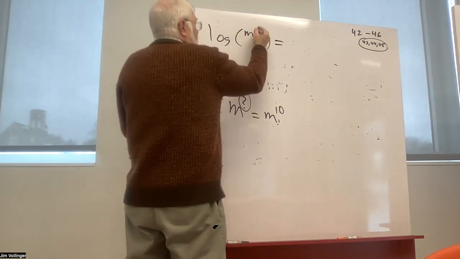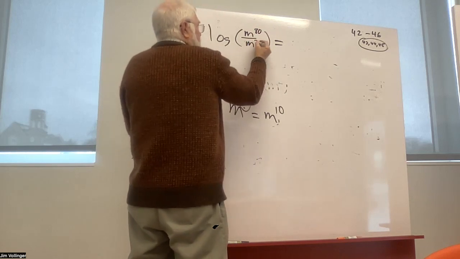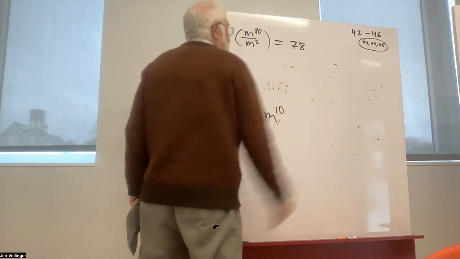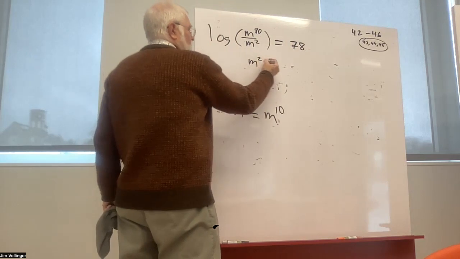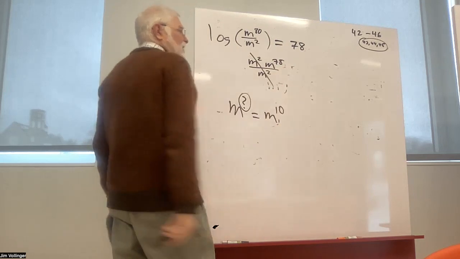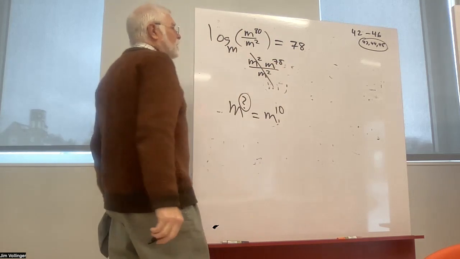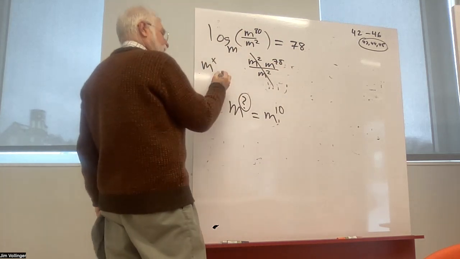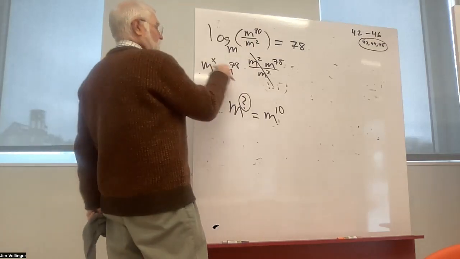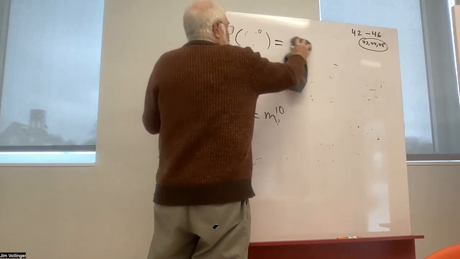Let's look at m to the 80 over m to the 2. Well, that answer is actually 78, because m to the 80 is m squared times m to the 78. And if I divide by m squared, the m squareds cancel, and I get m to the 78. Oh, I forgot to put my base m here, right? And so what do you put on top of m to get m to the 78? After you work that and simplify it, you better say 78. Okay, let's do some more.